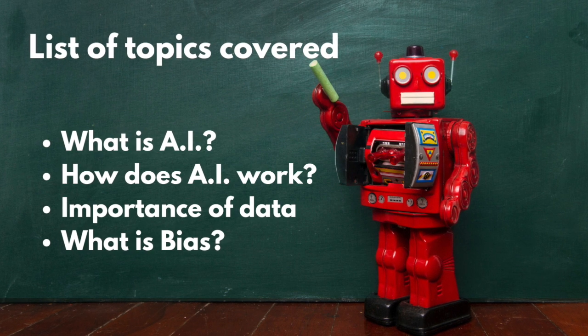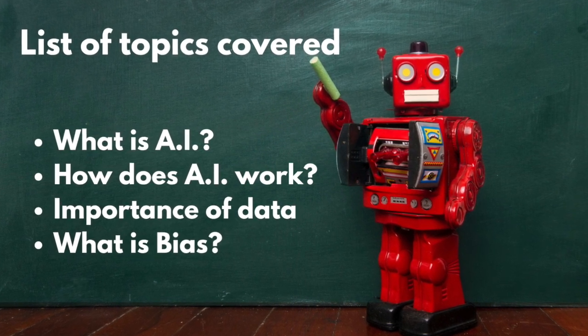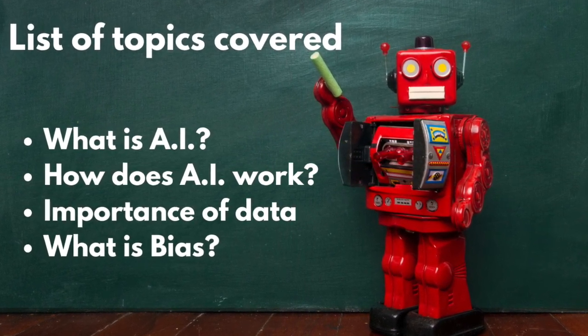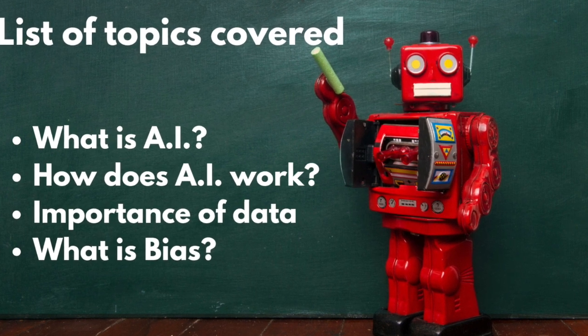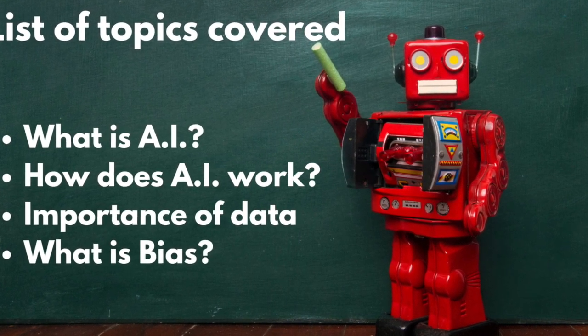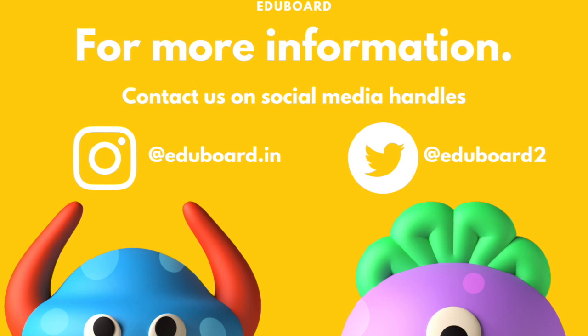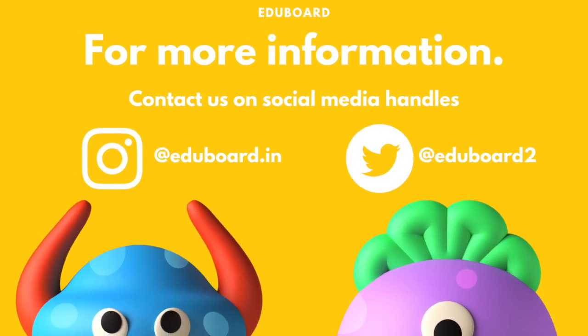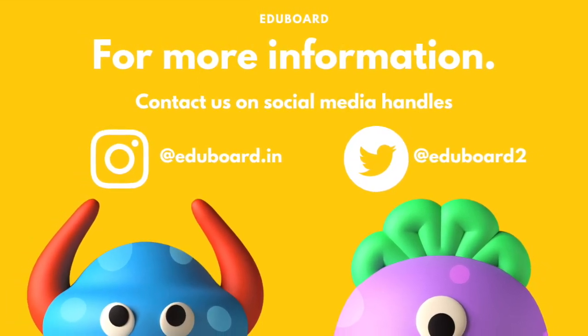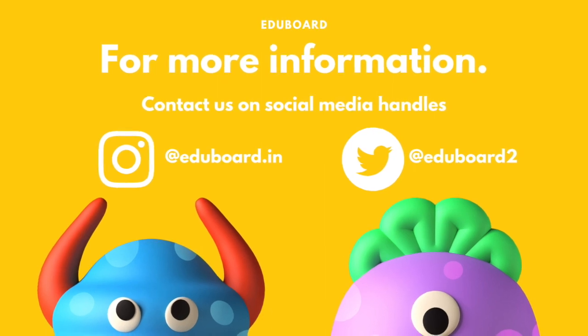Just to recap, these are the topics we have covered today. What is AI? How does AI work? Importance of data. What is bias? AI is not a thing of future. It is changing the way we work, interact, play, make our choices, etc.